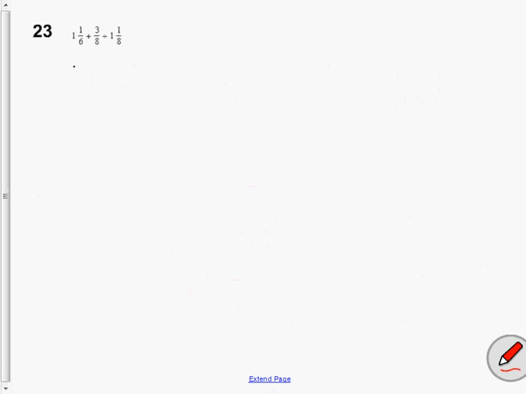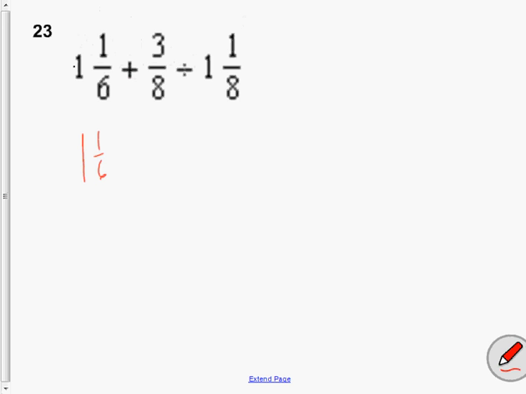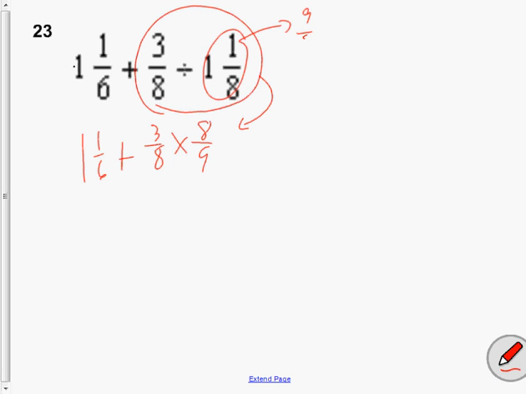Your next question is a fraction question. It just has two operations. Make sure when you do this, you do your division first. So 1 1/6 plus 3/8 multiplied by the reciprocal of 9/8, which is going to be 8/9. This part here, when I change it to multiplication, use reciprocal. The reciprocal of 1 1/8, which is 9/8, is 8/9.